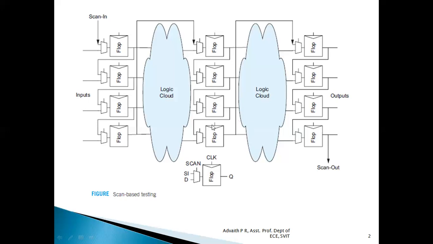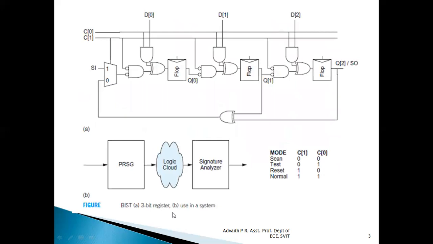In addition to the scan-based technique, we have something called BIST, built-in self-test. The combination of signature analysis and scan technique creates a structure called built-in self-test. The figure you can observe here is built-in self-test. There are two parts in this figure, figure A and figure B. Figure A shows us the 3-bit register, and figure B shows us how it is used in our system.